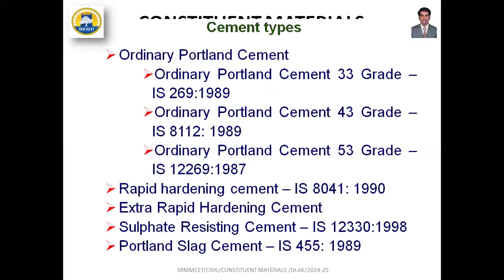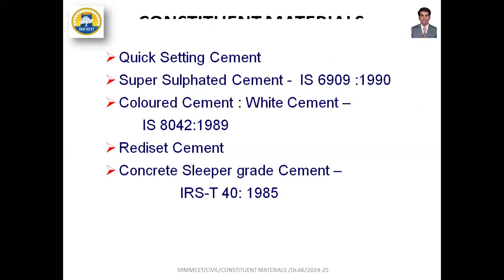So these are the different types of cements. The first one is ordinary Portland cement. In ordinary Portland cement, there are three different grades: 33 grade, 43 grade, and 53 grade. Then rapid hardening cement, extra rapid hardening cement, sulfate resisting cement, Portland slag cement, quick setting cement, super sulfated cement, colored cement, ready set cement, and IRST cement. Now we are going to see the various types of cement one by one.